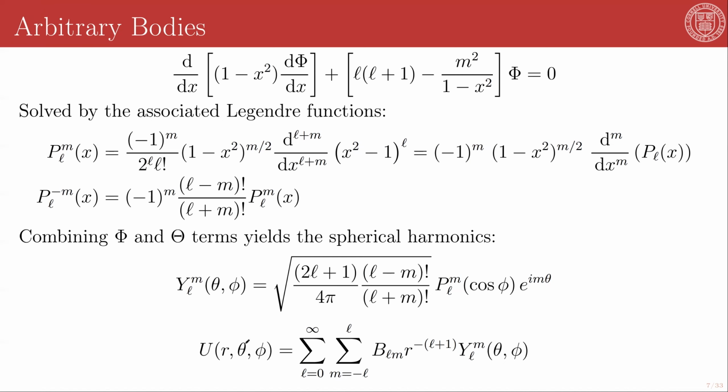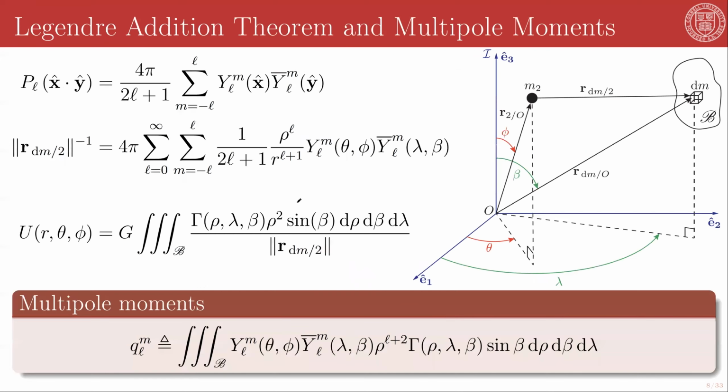And now we have to insist that these spherical coordinates are given in a rotating frame such that the B L Ms represent the specific mass distribution of that body. So how do we get to these B L M coefficients? Let's recall our original problem statement.